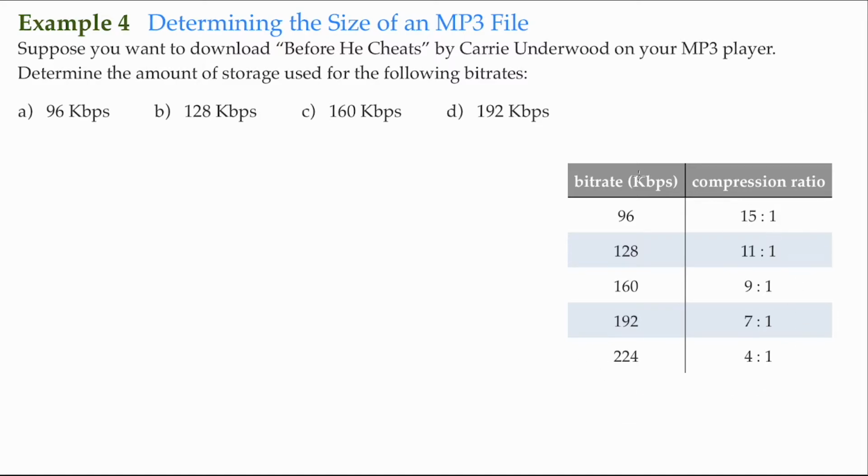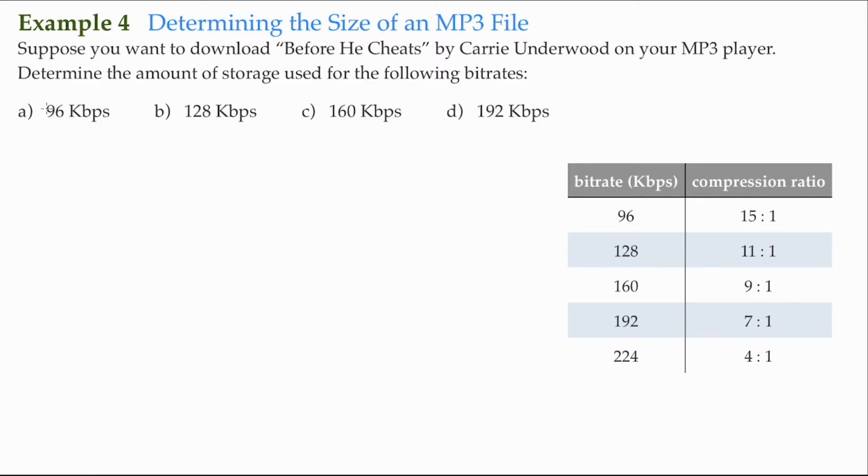So we have this chart here with common bitrate transfers, and these bit rates are in kilobits per second. And these are the most common ones. And next to them, we have their accompanying compression ratio. So for this example, it says, suppose you want to download Before He Cheats by Carrie Underwood on your MP3 player. Determine the amount of storage used for the following bit rates.